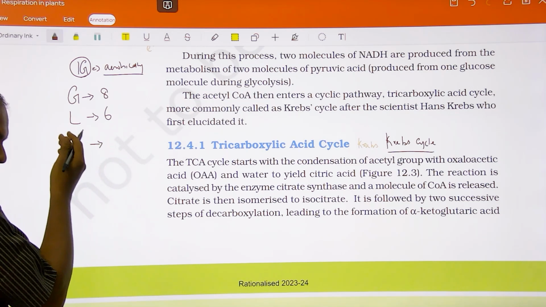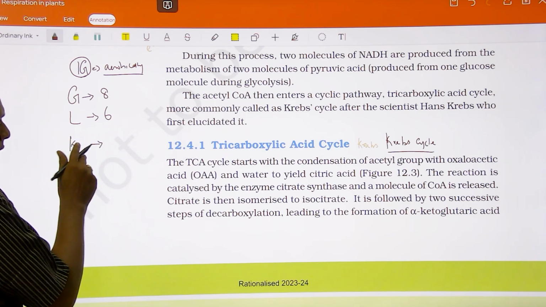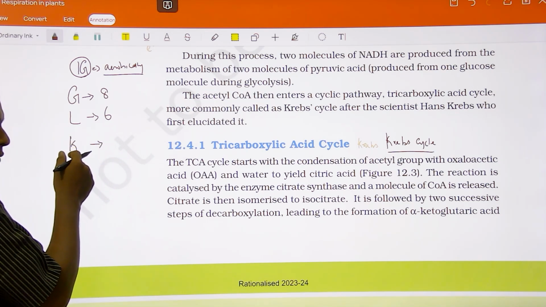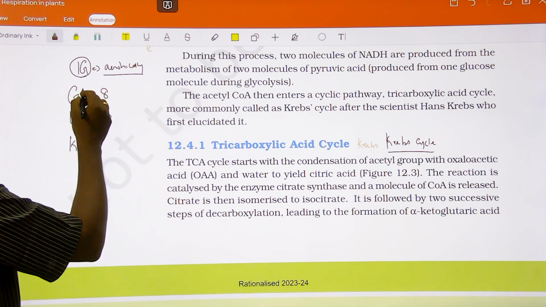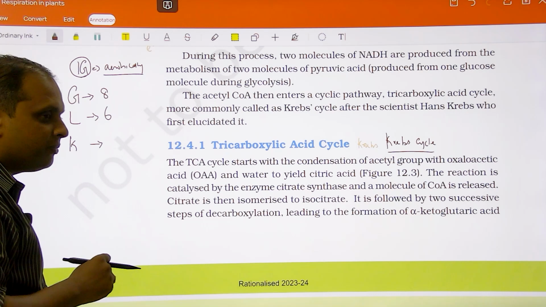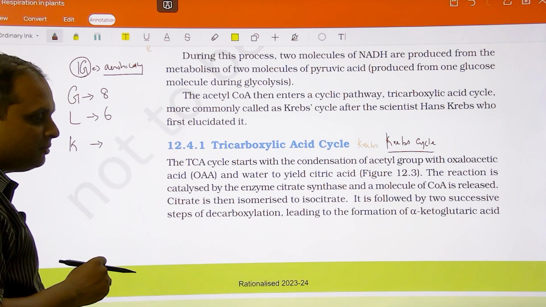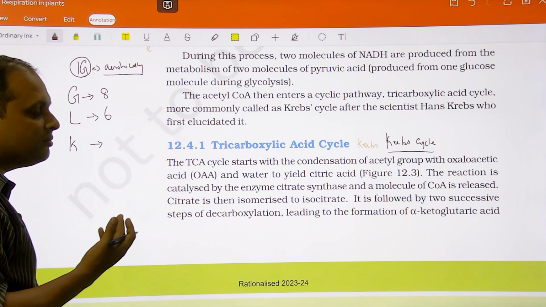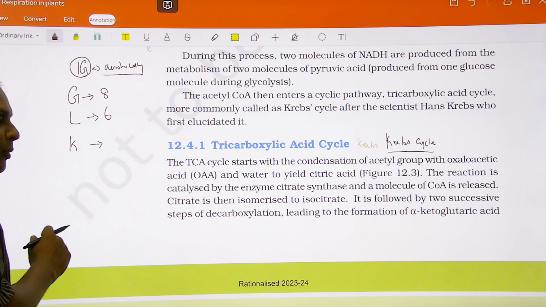12. Memory 12. How many Krebs cycles? 1. From one glucose, how many pyruvic acid? 2 pyruvic acid. How many acetyl CoA? 2 acetyl CoA. So how many Krebs cycles? 2 Krebs cycles. So 12. Each Krebs cycle yields how many ATP?